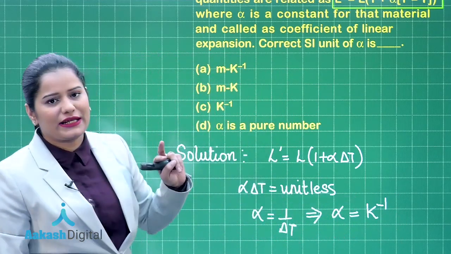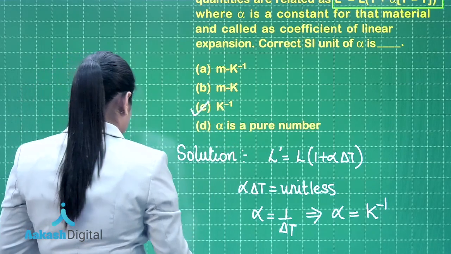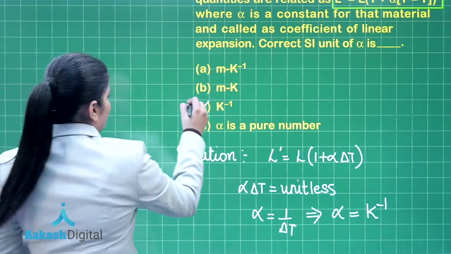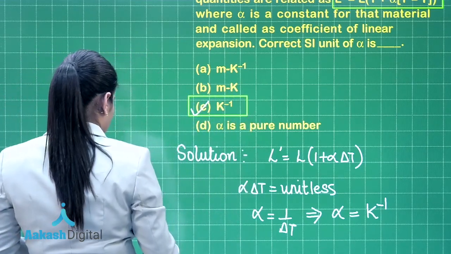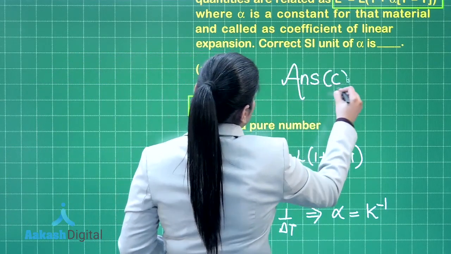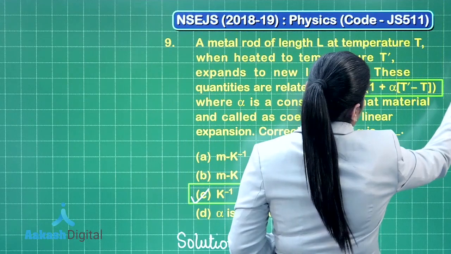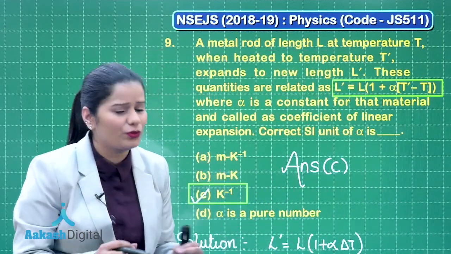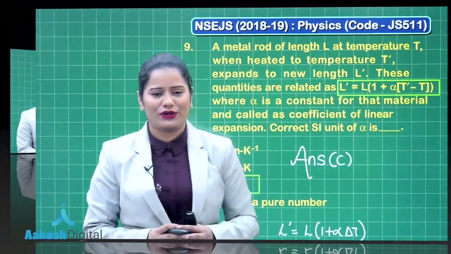So, which option is the correct option? That is option number C. Let me just put it into the box as well. I can write here the correct answer for this question is option C. I hope this question is quite clear to you. Let's move quickly towards the solution for the next question.